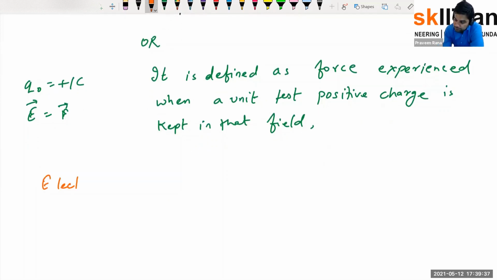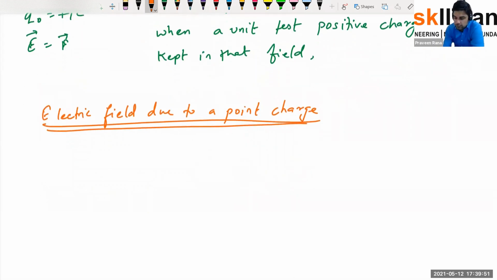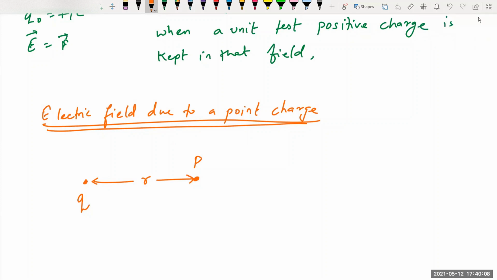Electric field due to a point charge. The question, or the derivation, is that you have a charge small q, a point charge. Now you have to tell me what will be the value of electric field at this point P, which is at a distance R away from the charge. Can you tell me? It is kq over r squared. Exactly.